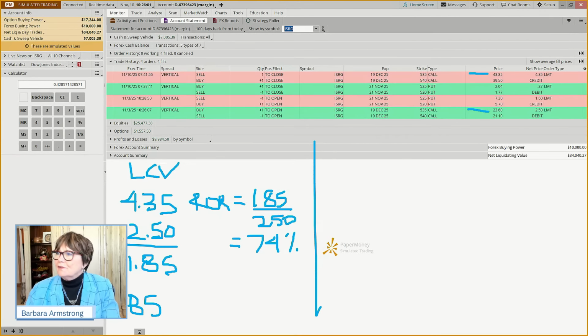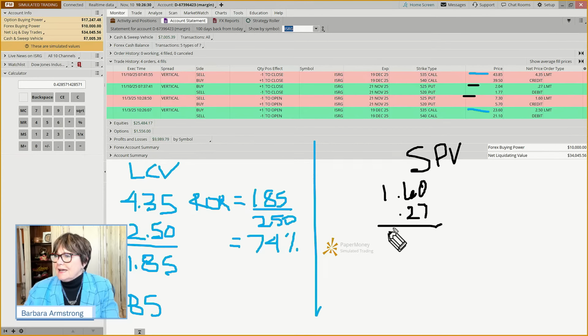Now the short put vertical is different in that we were paid $1.60 to get in. These are the ones we just did 3 example trades on. So we received $1.60. Today it hit our target and we bought it back for 27. Again, we put both of these trades on last Monday and they both hit our targets today. So on this one, we came out $1.33 ahead. Now, what were we risking on this one?